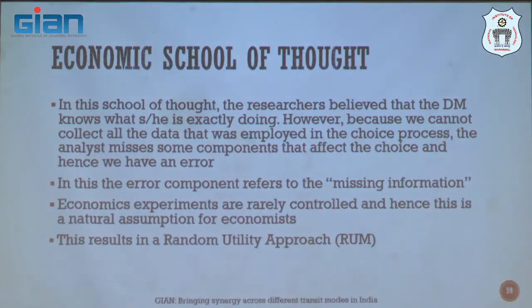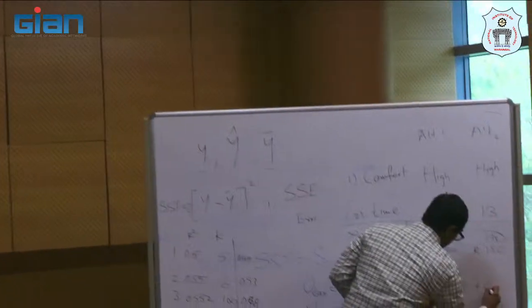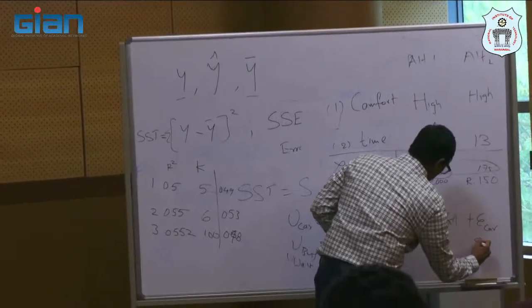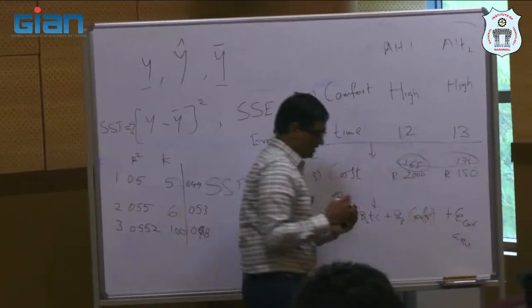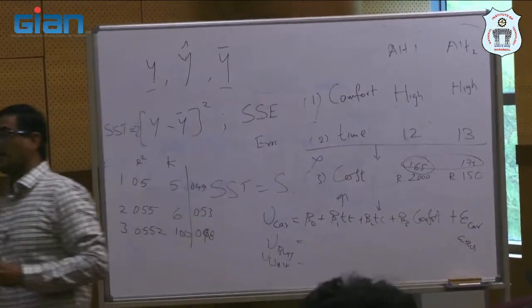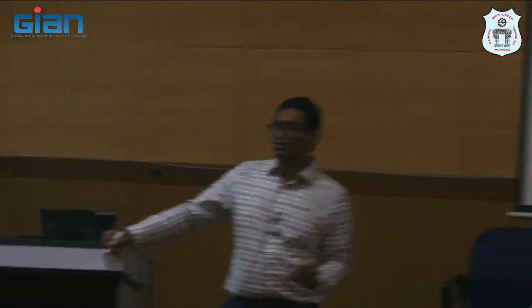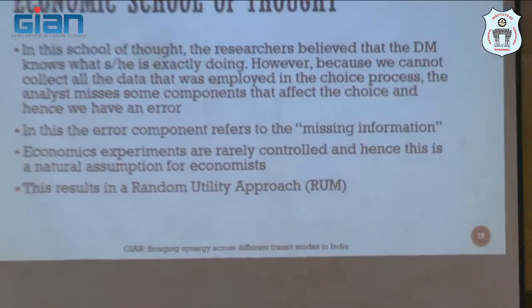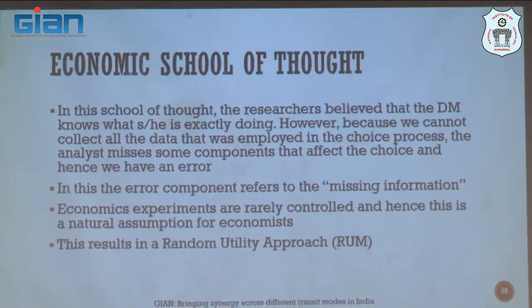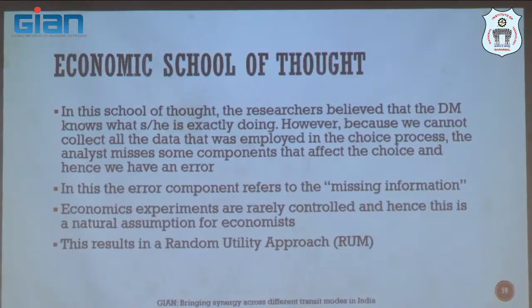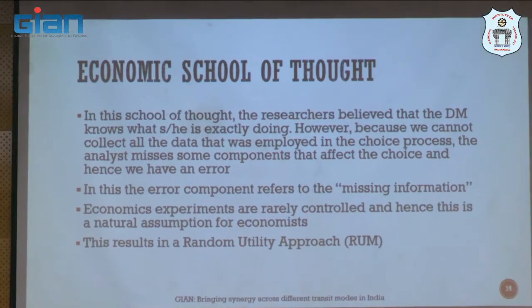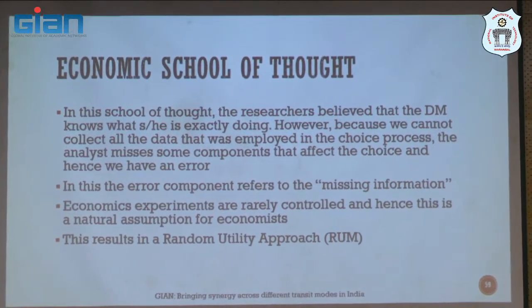But there is something that is unobserved. So there is an epsilon car, epsilon bus. Each of them has their own errors, and the combination of observed and unobserved utility gives rise to the total utility, and that will be the maximum for the alternative that is chosen.